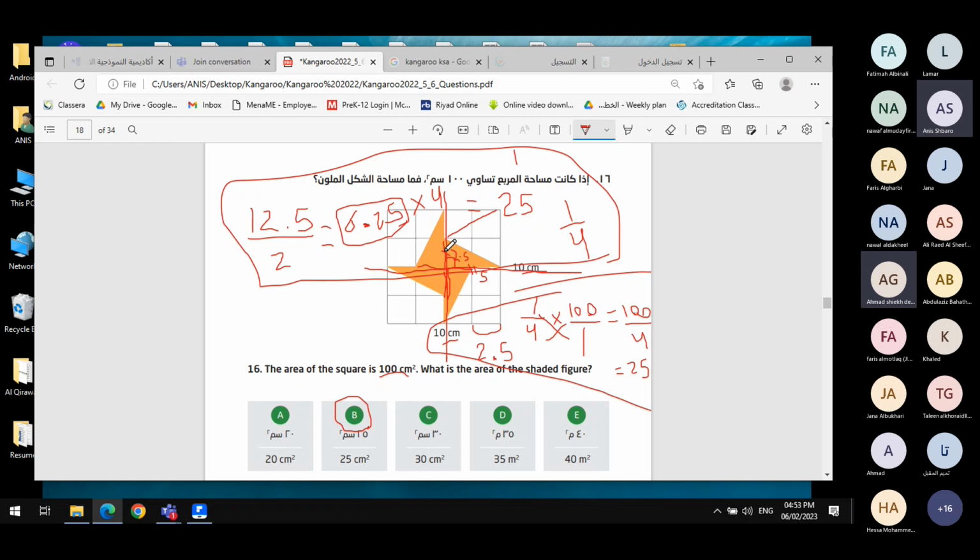Okay. So 2.5 times 5 over 2 is equal to 6.25. And 6.25 is the area of one triangle, and we have 4 identical triangles. So that's why we multiply directly by 4 to get 25. Okay.